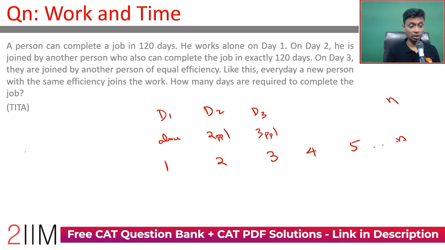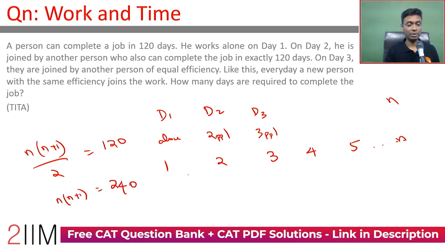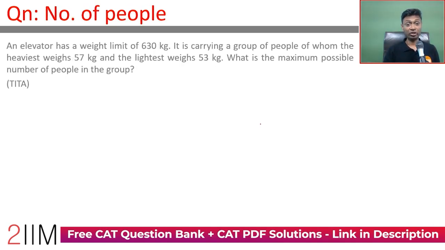Total work done would be n into n plus 1 by 2, which is 120. Or n into n plus 1 is 240. Not going to imagine the quadratic. 15 square is 225. This is close to 15. This is 15 into 16. How many days are required to complete the job? 15 days. 1 plus 2 plus 3 plus 4 plus 5 all the way till 15 will add up to 120.